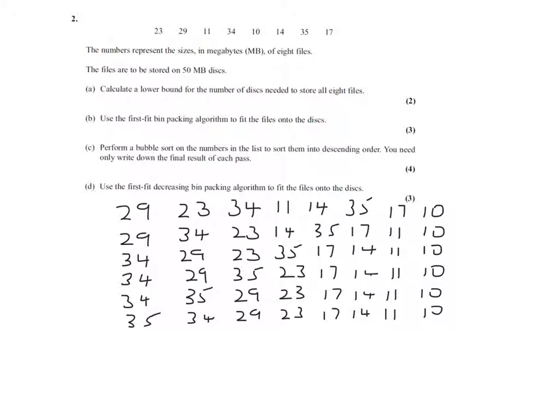And then the last thing is when a pass is completed without any swaps. So let's go through again. 35, 34, yep, yep, yep, yep, this is all okay. So this is a pass completed without any swaps. And then it's very important that you write sort completed. If you don't put this at the end, you lose that final mark. So sort completed.